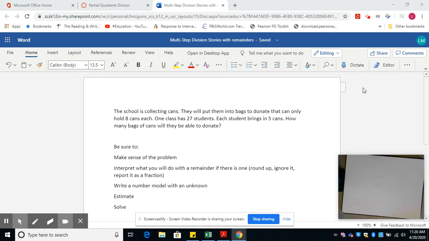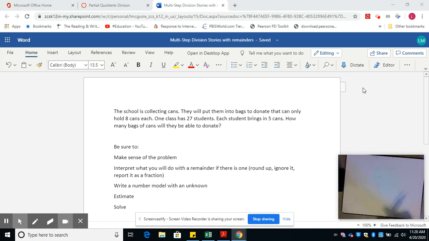Hi guys, today we're going to be revisiting multi-step division stories, and we'll try our hand with interpreting remainders as well, okay? So I want you to go ahead and try this one on your own first. So you want to pause right here, solve it, and then unpause and be ready to check your thinking. All right, guys, so I hope that you've paused and you've solved it on your own. You're ready to check your thinking.